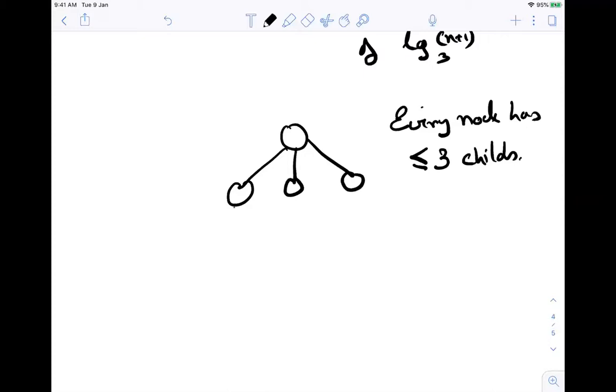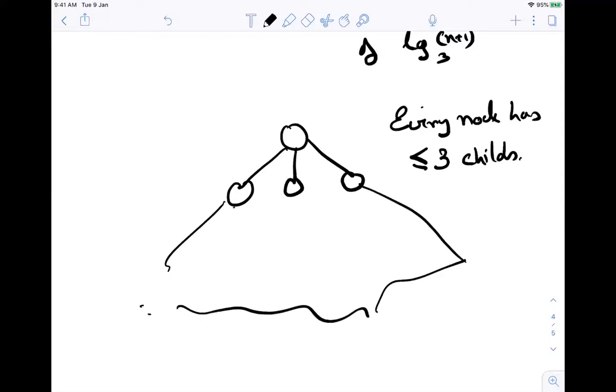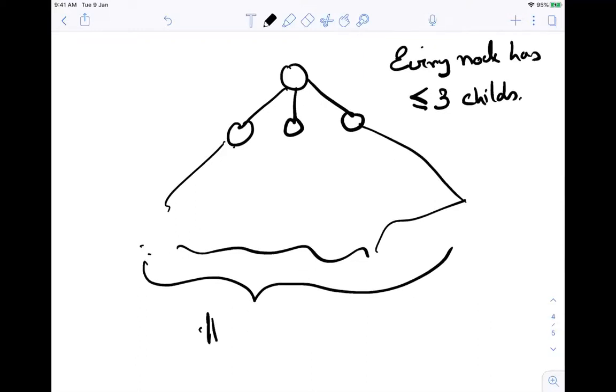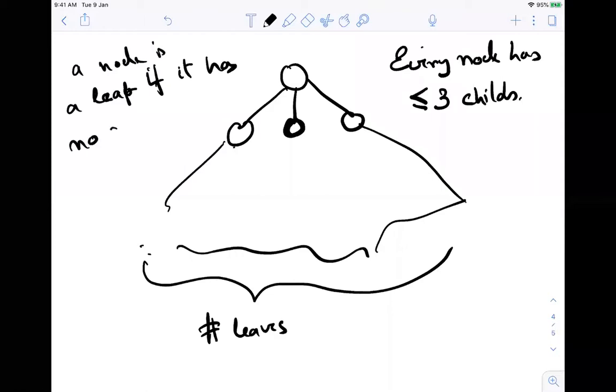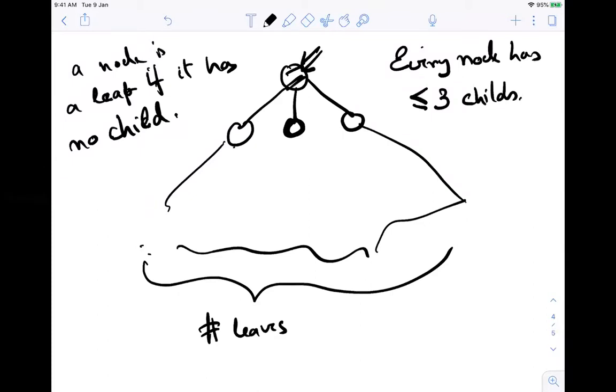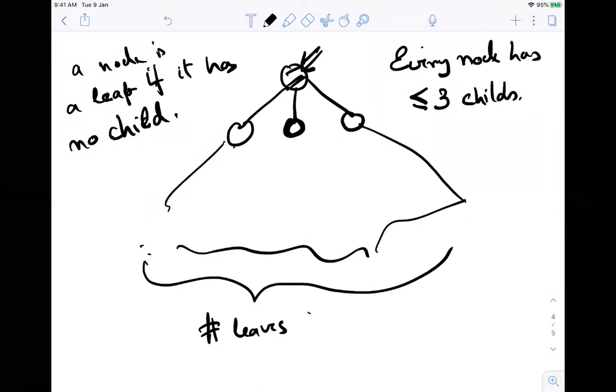And what I am guaranteed is that it goes down like this. Maybe some parts are truncated, I don't care. But the number of leaves, meaning not the last one, okay? What are the leaves? A node is a leaf if it has no child. Let's think of it going downwards, as a kind of directed thing. It has a parent but no child. This is the root, and the number of leaves is bigger than or equal to n plus 1.